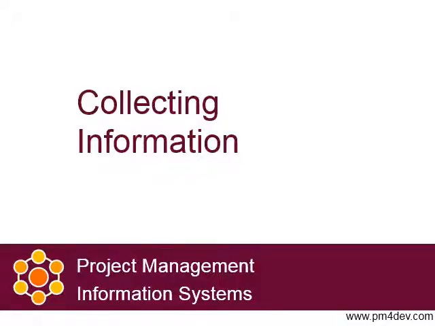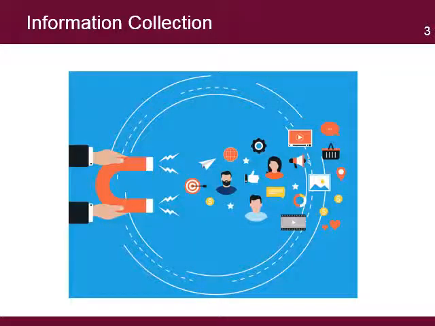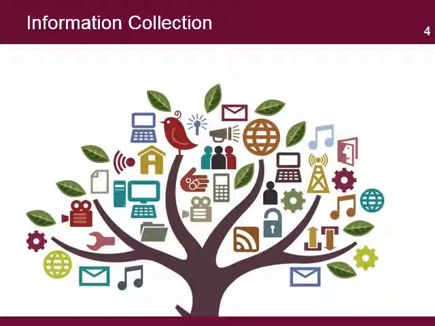Collecting information. The information management plan must identify an appropriate source for each type of information required. A project acquires information from both internal and external sources. For all sources, the plan should describe how the information will be collected and stored.